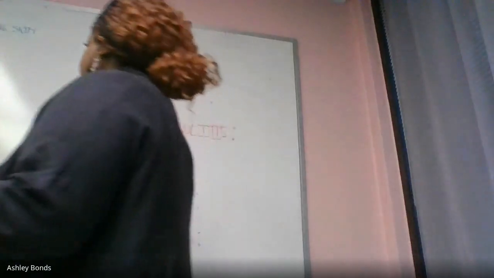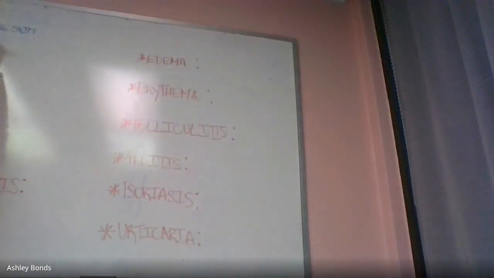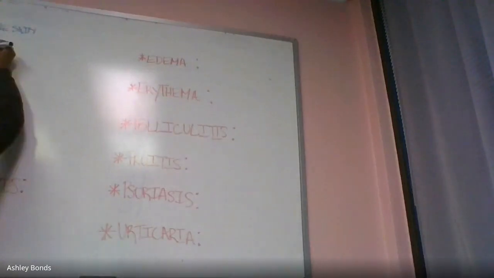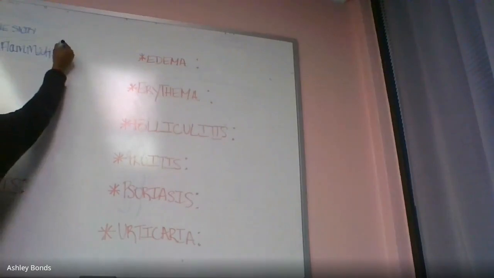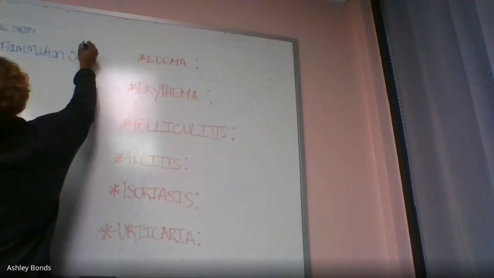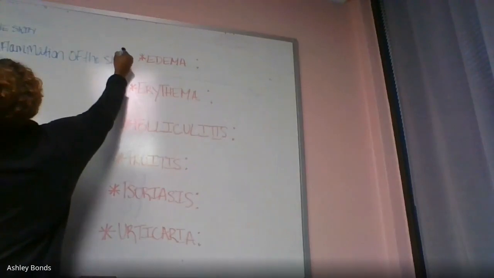So, can someone read dermatitis for us and what that is? Various forms include lesions such as vesicles and papules. Main categories of dermatitis are atopic, contact, seborrheic. So dermatitis, by definition, is an inflammation of the skin. It's going to be categorized into 3 categories.